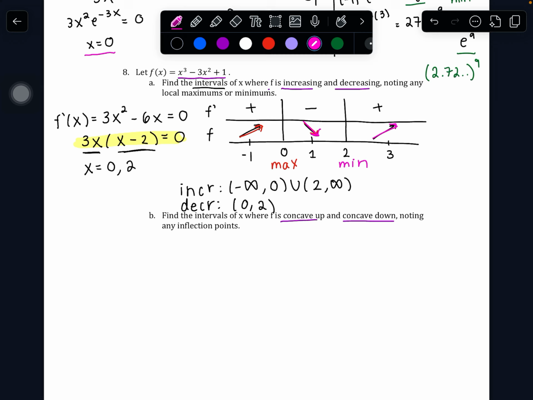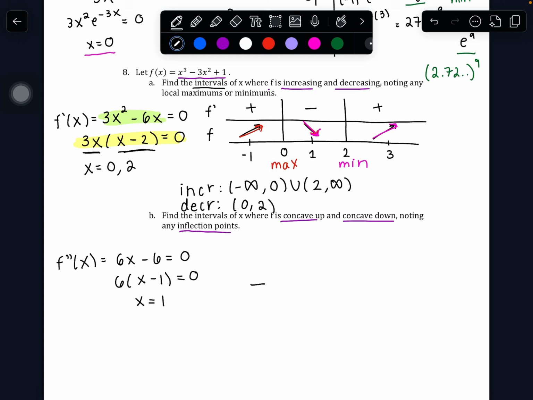All right, we're going to do the same process for concave up and concave down for our inflection points. Remember, inflection points happen when concavity changes. So we're going to have to find our second derivative. So basically just taking the derivative of this guy right here. So if we do that, we're going to have 6x minus 6. Set this equal to 0. I only have one solution this time, which is x equals 1.